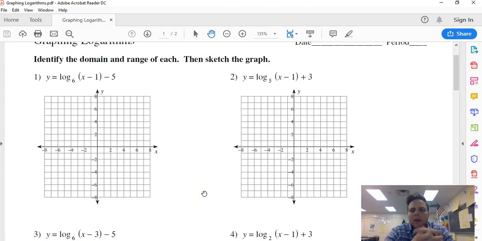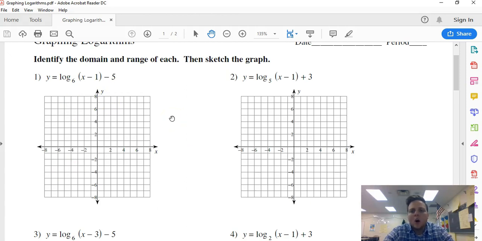Hey guys, so today we're going to talk about graphing logarithmic functions. Last week we talked about how to change between exponential form and logarithmic form. That's what we did on Monday. And then on Tuesday and Wednesday we talked about expanding and condensing logs. And then Thursday and Friday we talked about solving exponential and logarithmic equations. So today we're going to talk about graphing logs.